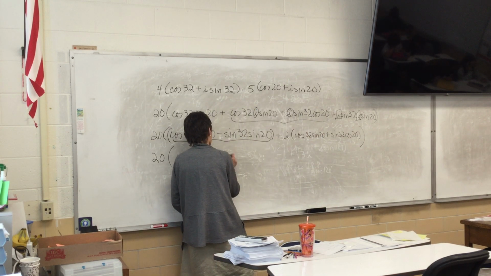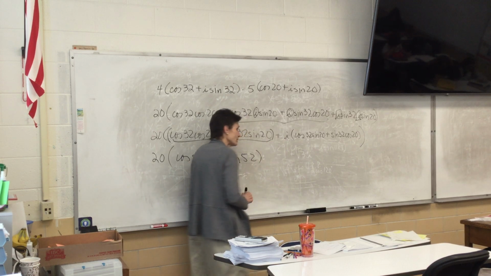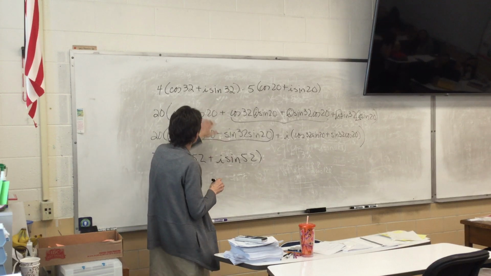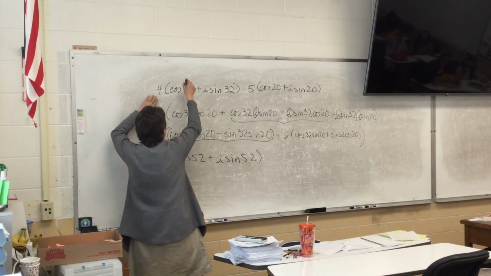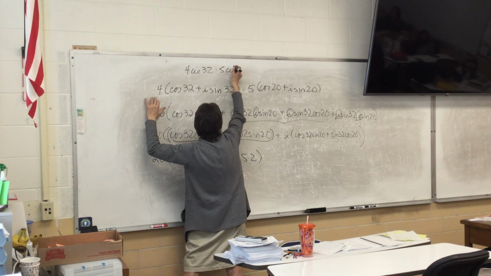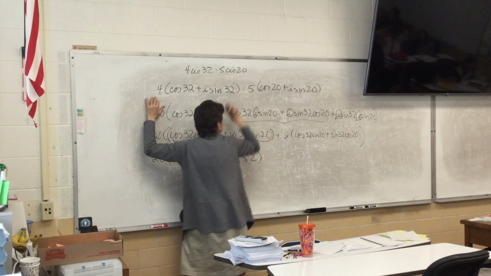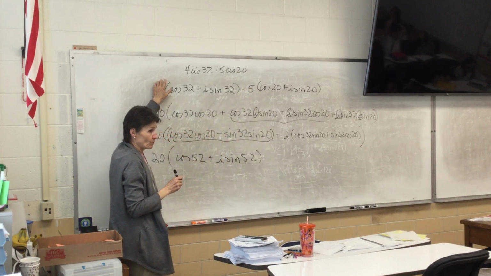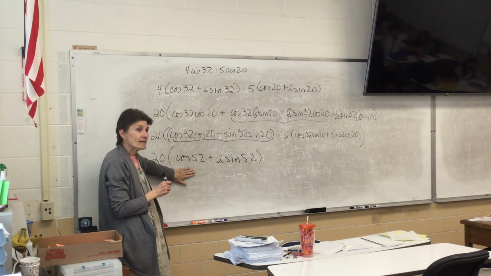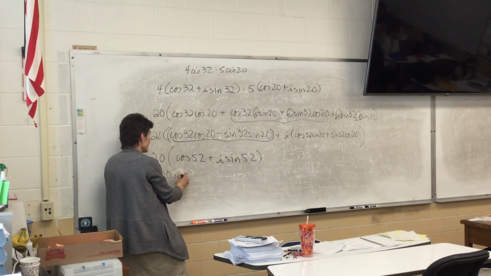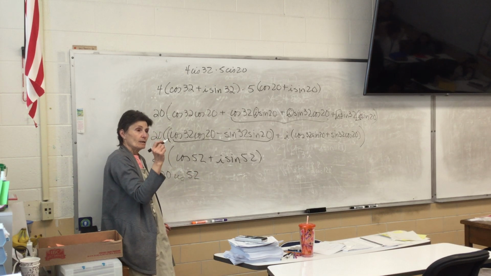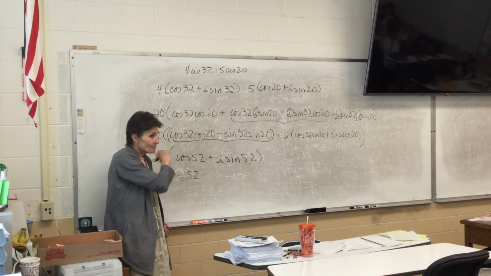Oh my gosh. I want you to just stop a second. Look at what we started with. We started with 4 CIS 32 times 5 CIS 20. That's what we started with. And we did all this junk. And what did we end with? 20 CIS 52? Next time I do this problem, I'm not doing all that.